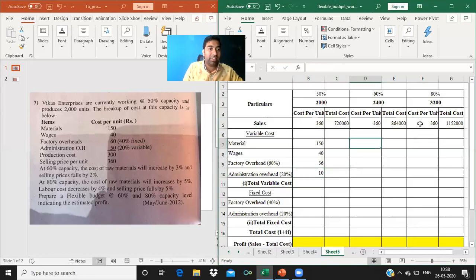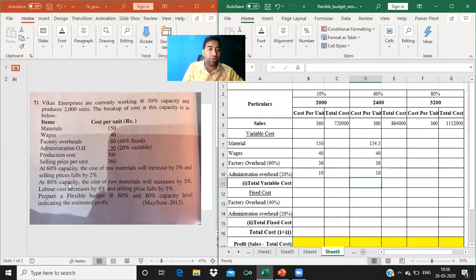At 60% capacity, the cost of raw materials will increase by 3%. So the cost of raw material at 60% will be increased by 3%. So it is 150 into 1.03. We got 154.5, and there is no information on the wages, so it is going to remain the same. Factory overhead and administration overhead will also remain the same.